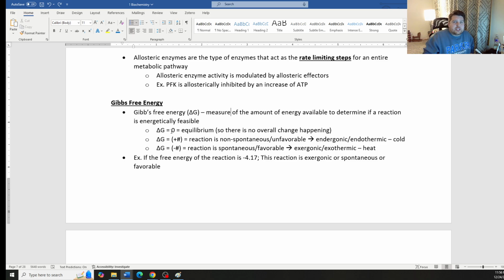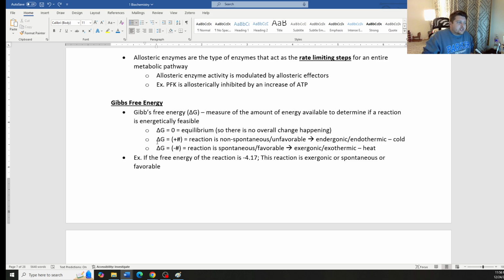If the delta G equals 0, that means that the whole area that we're looking at for our energy, which we call a system, is at equilibrium. So there's no overall change happening, and there's not really any reaction going to happen either way.